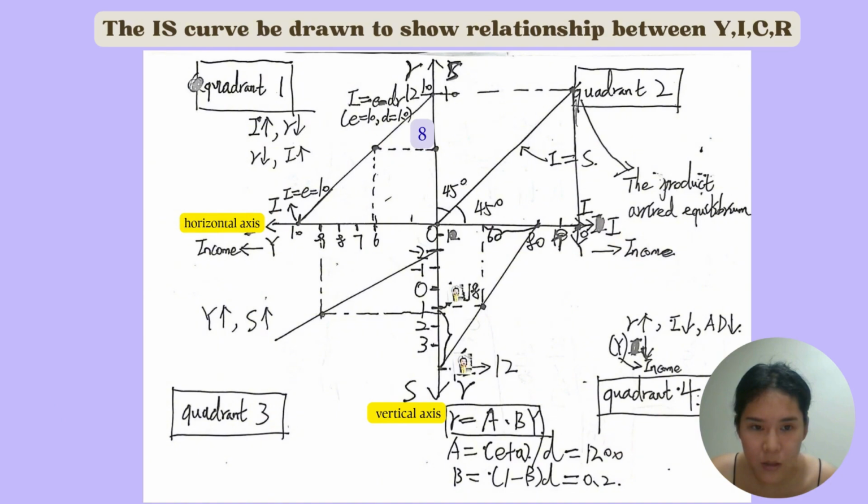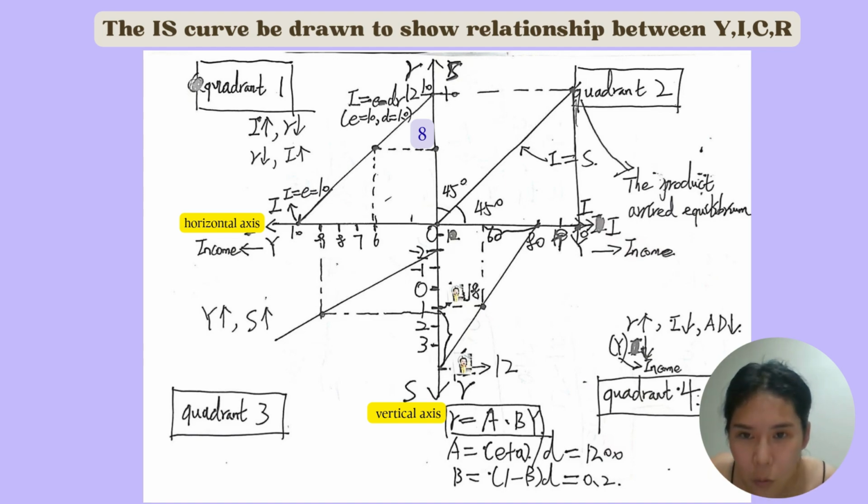This page is about how the investment and saving curve is drawn to show the relationship between these two variables. It has four quadrants. First, we look at quadrant 1. The slope is downward. The horizontal axis goes upward, but the vertical axis is a downward slope.